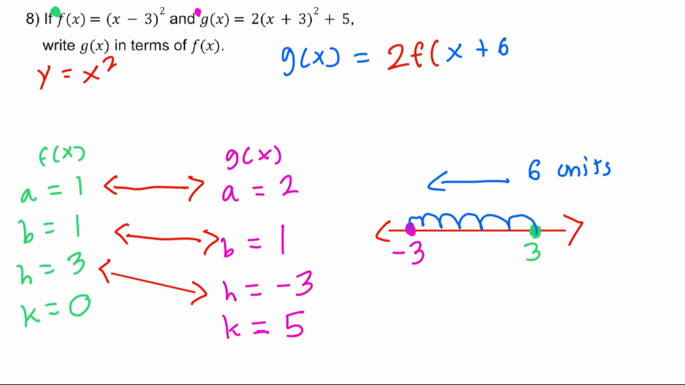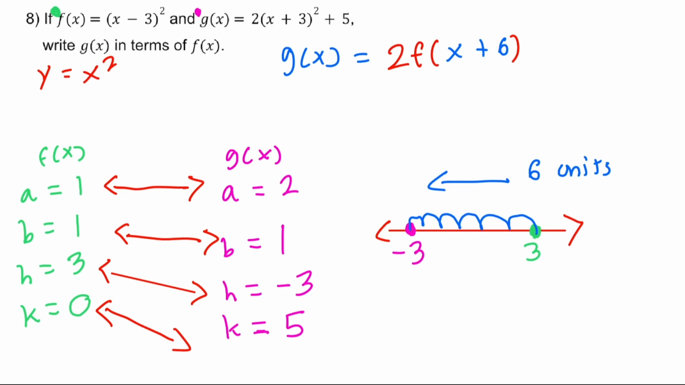I'm also going to put this in red. I'm trying to color code to hopefully make it make more sense. Like blue is the h value, red is the 2 for A. And now we're going to do the same thing for our k values. Let's compare f and g. Well, k is 0 for f, k is 5 for g.